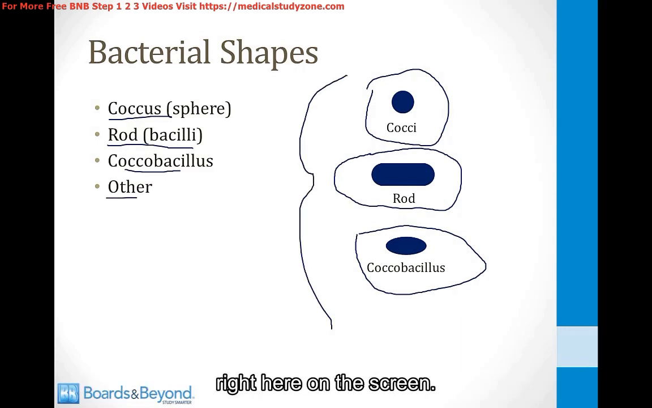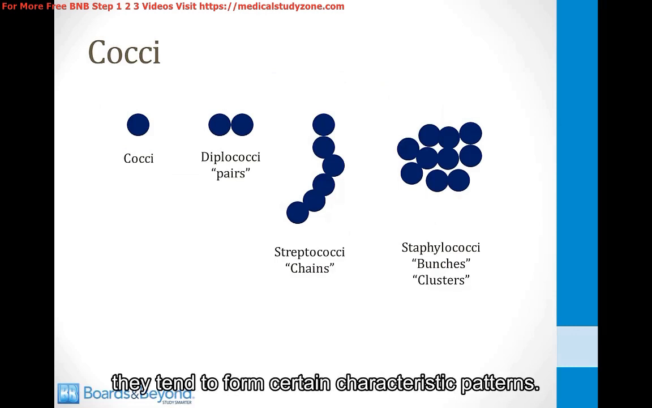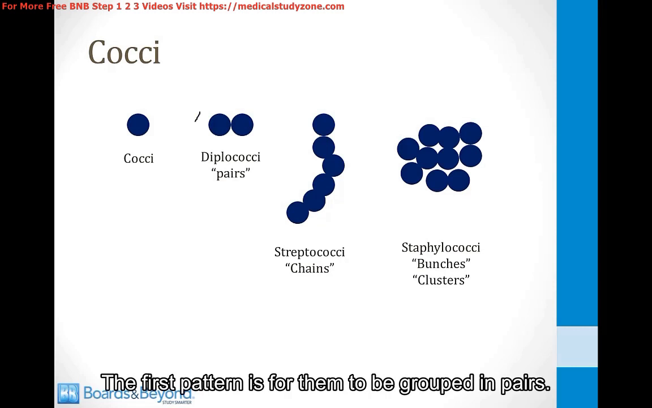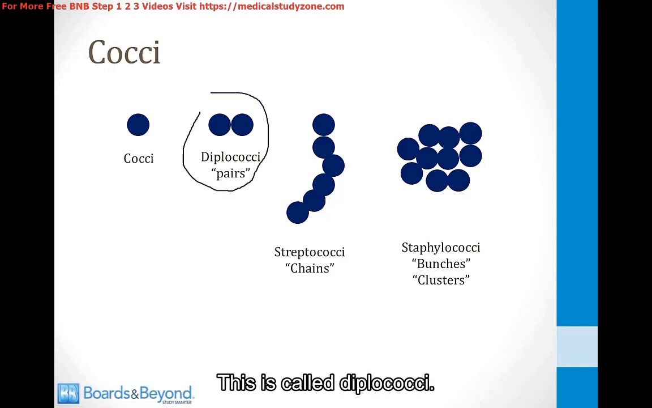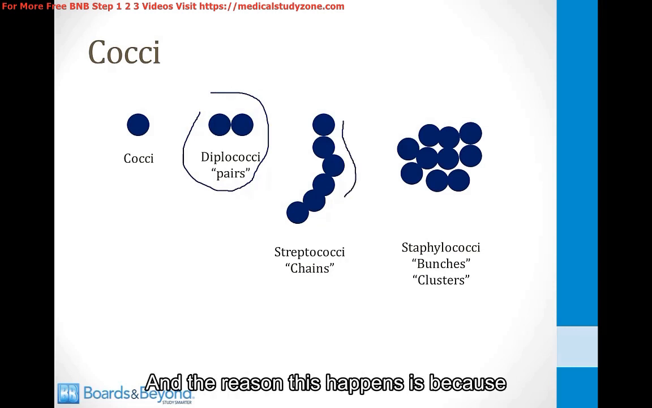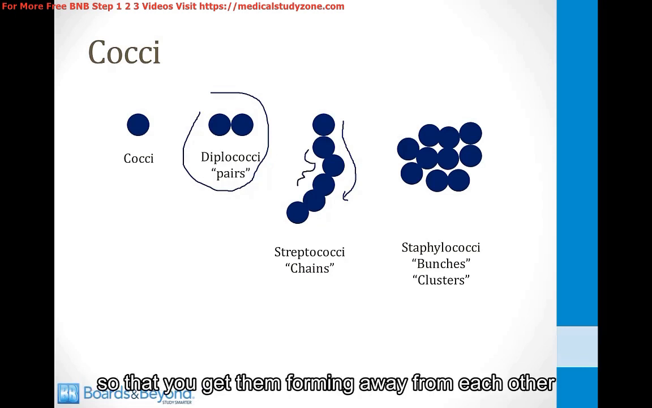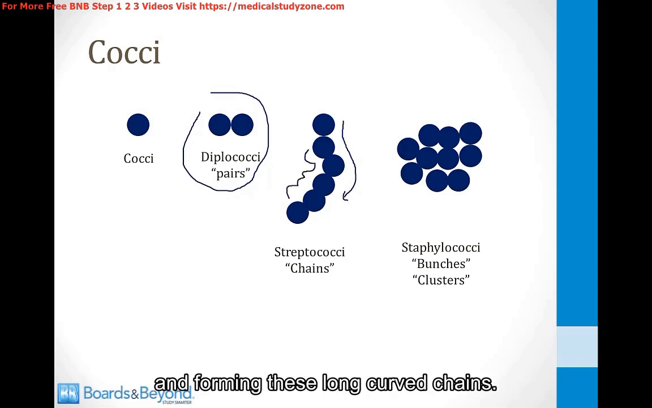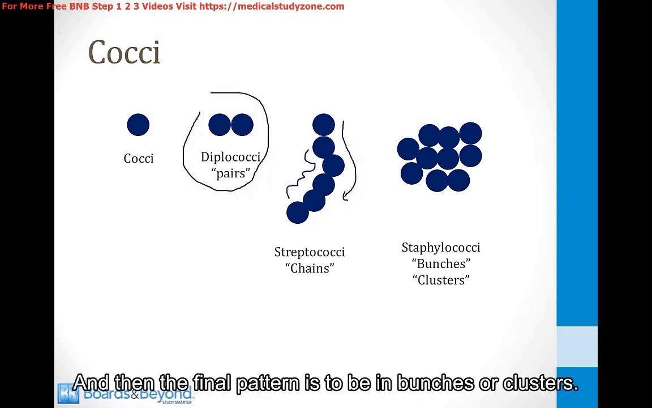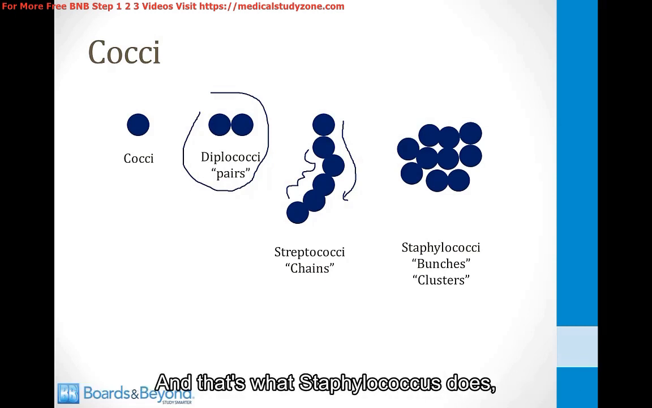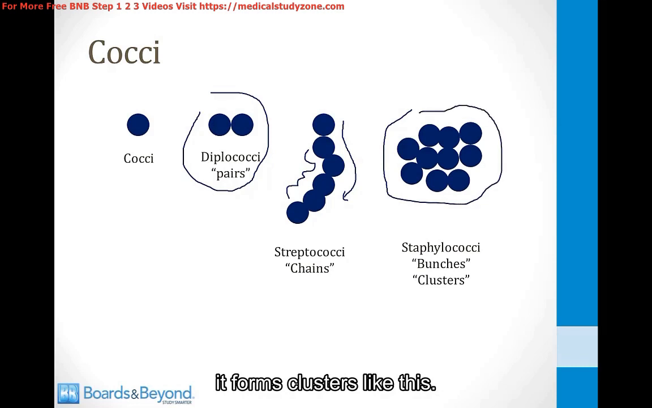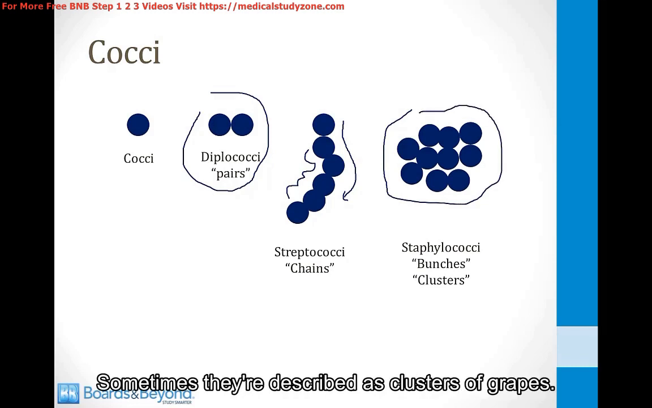When you have more than one cocci on a slide, they tend to form certain characteristic patterns. The first pattern is for them to be grouped in pairs. This is called diplococci. The next pattern is to form chains, and Streptococcus tends to form chains. The reason this happens is because each new bacteria forms away from the older bacteria, so that you get them forming away from each other and forming these long curved chains. And then the final pattern is to be in bunches or clusters, and that's what Staphylococcus does. It forms clusters like this. Sometimes they're described as clusters of grapes.